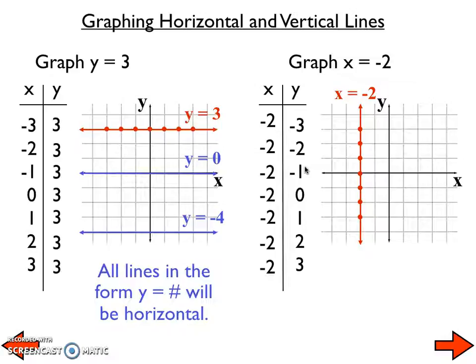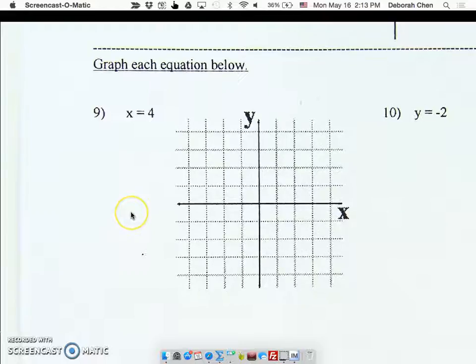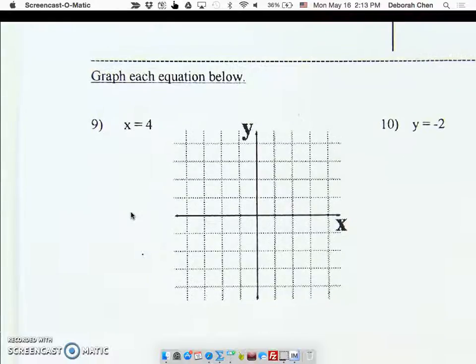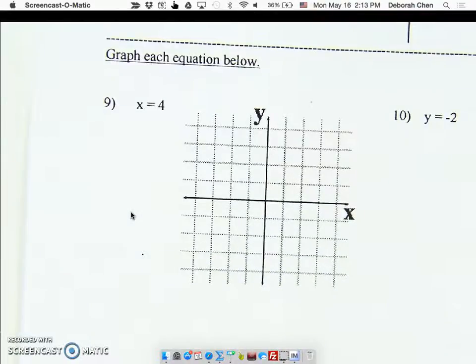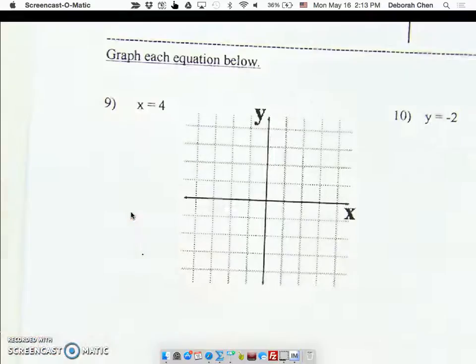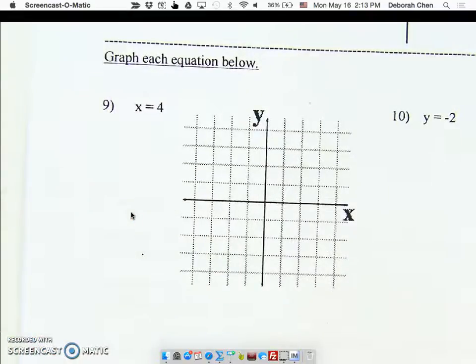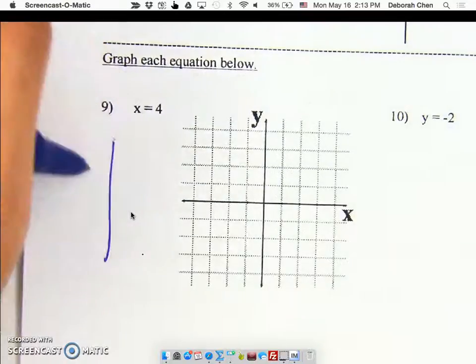Okay, so back to notes on your paper, number 9. It says x equals 4. Is that going to be a vertical line or horizontal line? Vertical. Well, let's just make an xy table just to be sure that it makes sense in our heads. It says x equals 4.